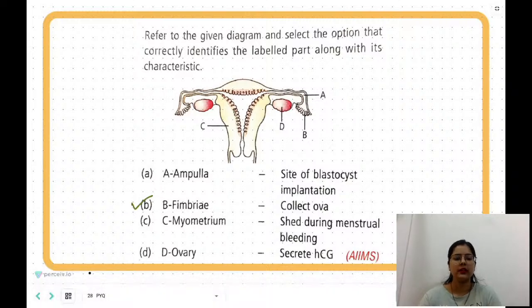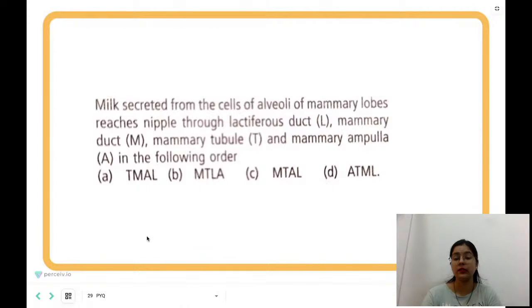ठीक है. Moving on to the next question. Now milk is secreted from the cells of alveoli of mammary lobes. All right, reaches the nipple through lactiferous duct, mammary duct, mammary tubule, and mammary ampulla in the following order.